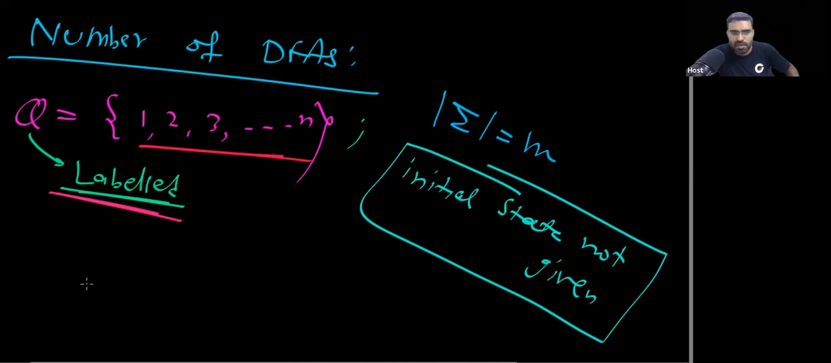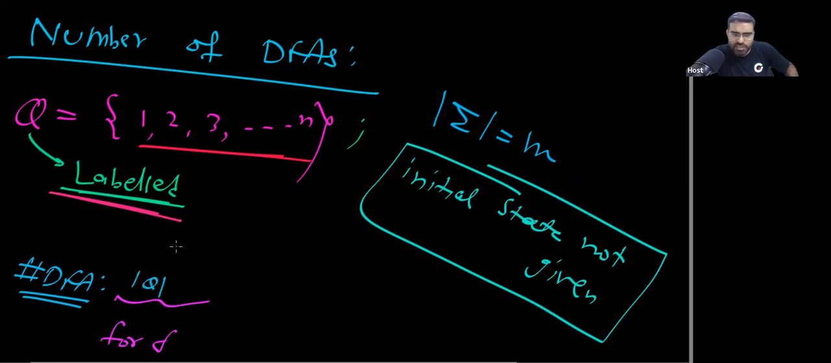Now you tell me, if you have labeled states, how many DFAs can you create? Same. For the transition function delta, what value will you get? The same: number of states power number of states multiplied by the number of symbols in sigma. For final states, that is 2 power number of states.